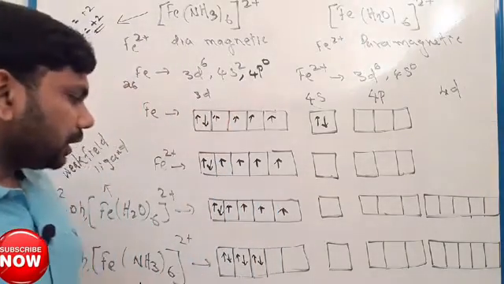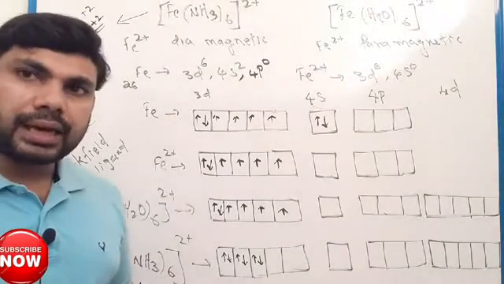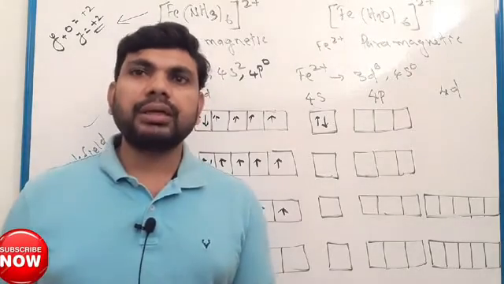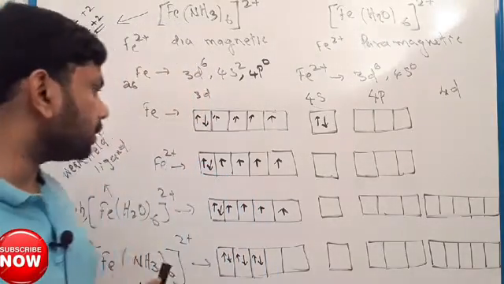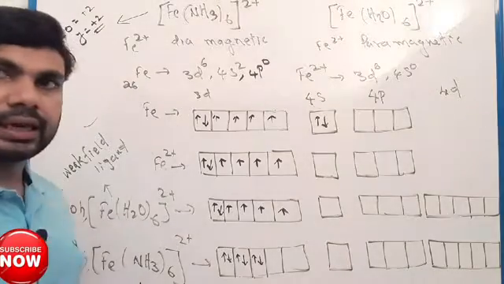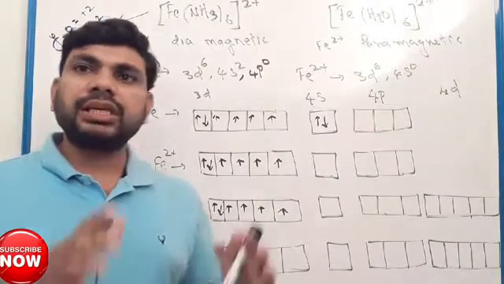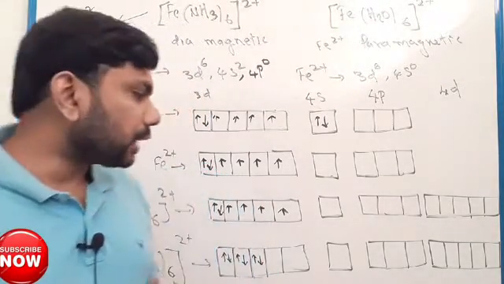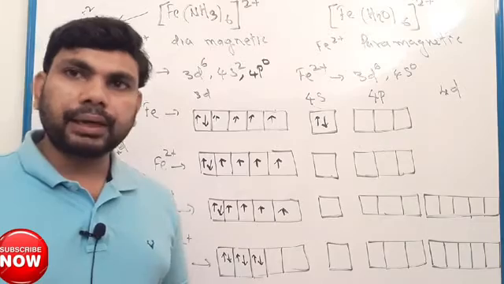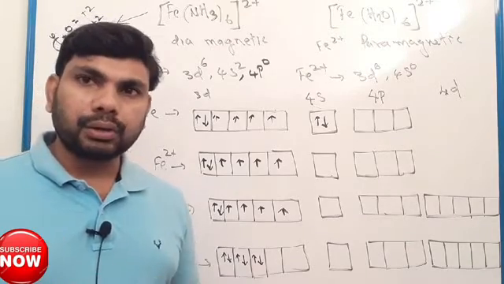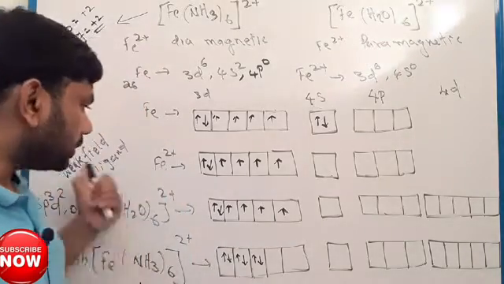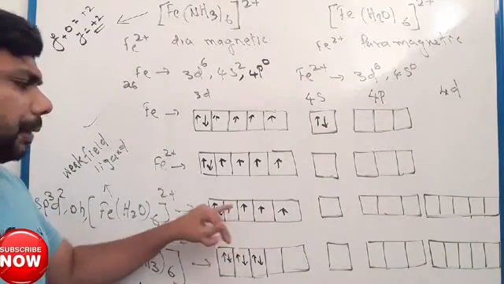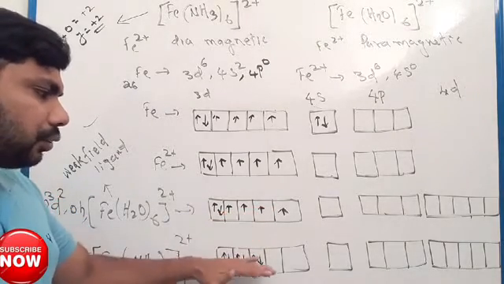I will explain for what type of ligands pairing occurs and for what type pairing does not occur. It depends on strong field and weak field ligands. When you understand which ligands are strong field and which are weak field, then you can do it easily. Whether pairing occurs or not depends on these things. Now see here, pairing does not occur here, pairing occurs here.